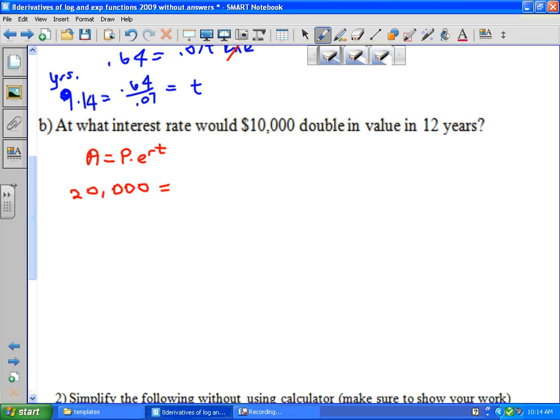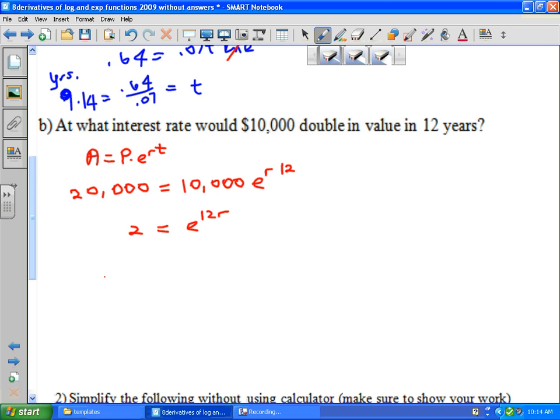That equals the principal, which is 10,000, times e to the rt. We don't know the interest rate, but we know the time is 12 years, right? So we divide both sides by 10,000. We get 2 is equal to e to the 12r. So what do I do at this point?